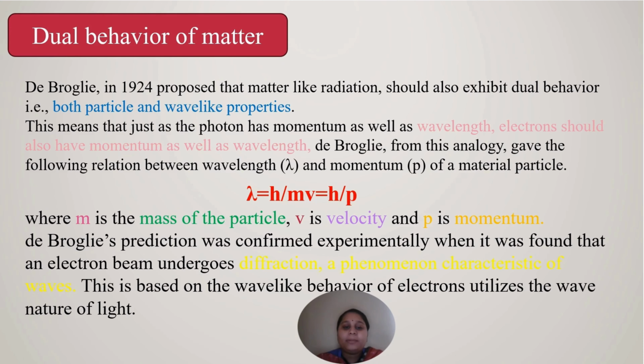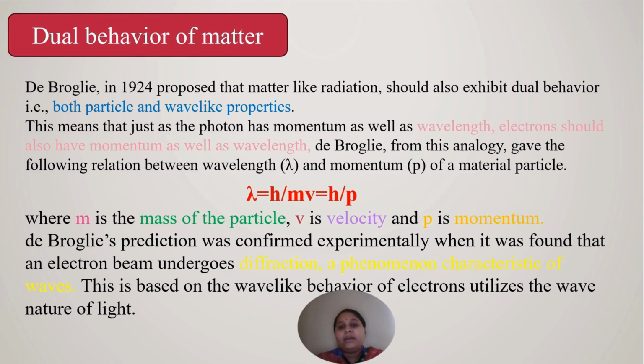So the next concept is about the dual behavior of matter. De Broglie in the year 1924 proposed that matter, like radiation, exhibits dual behavior, that is both particle and wave-like properties. So what does that mean? Photon has both momentum as well as wavelength. Electrons also have momentum as well as wavelength.